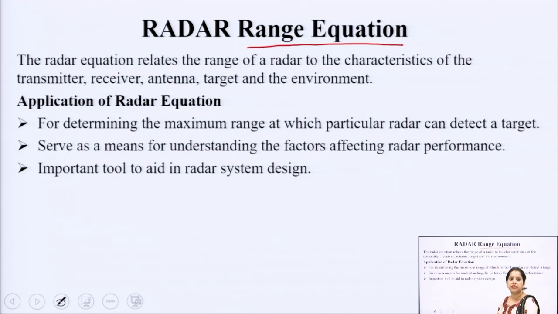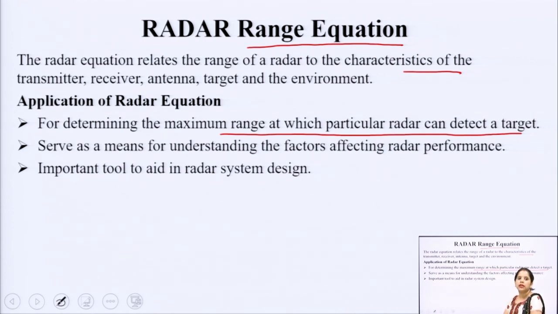The radar range equation basically relates the range of a radar to the characteristics of the transmitter, receiver, antenna, target and the environment. Its application is for determining the maximum range at which a particular radar can detect a target, serving as a means for understanding the factors affecting radar performance, and it is an important tool to aid in radar system design.